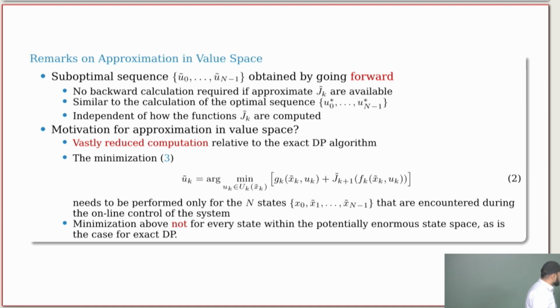And as I said, it is like selecting the controls in an online way. So the minimization is not done for every state. That's the part of the approximation. The minimization that we are doing is not really for all possible states, because if you do it, then it will go back to the exact DP case. But we will avoid doing that.